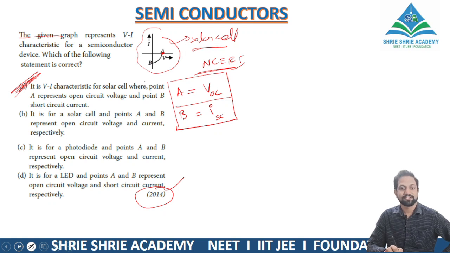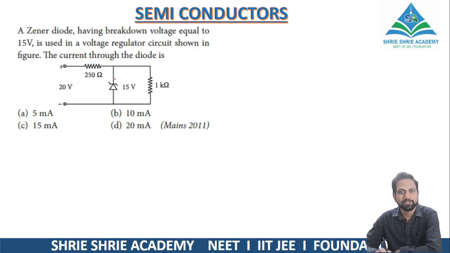And next, this is an application of Zener diode. Let us see the question first, and the keywords that you have to decode. The Zener diode has breakdown voltage equal to 15 volts. This 15 volts is VZ, the Zener breakdown voltage. In the voltage regulator circuit in the figure, the current through the diode will be how much? That means the current through the Zener diode is how much?